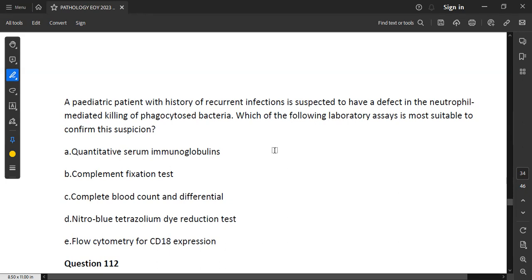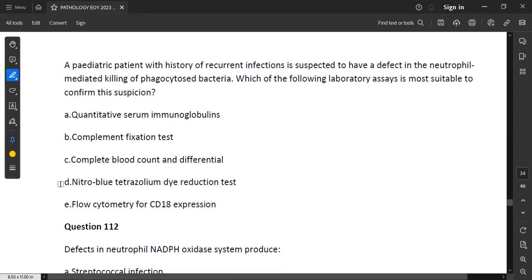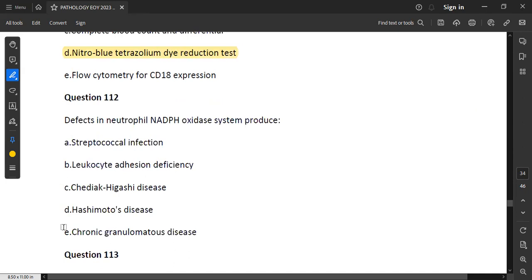Now we go to the next question, after we've already answered it. Defects in neutrophil NADPH oxidase system produce streptococcal infection, leukocyte adhesion deficiency, Chediak-Higashi disease, Hashimoto's disease, or chronic granulomatous disease. We already said the answer is E, chronic granulomatous disease. Hashimoto's disease is an autoimmune disease of the thyroid. I already explained it in the last session we had. Then Chediak-Higashi disease, we've said it's also a defect in the neutrophils, basically. There's neutrophil dysfunction, and it affects intracellular protein transport. Then leukocyte adhesion deficiency, I've already told you guys it's a CD18 defect.